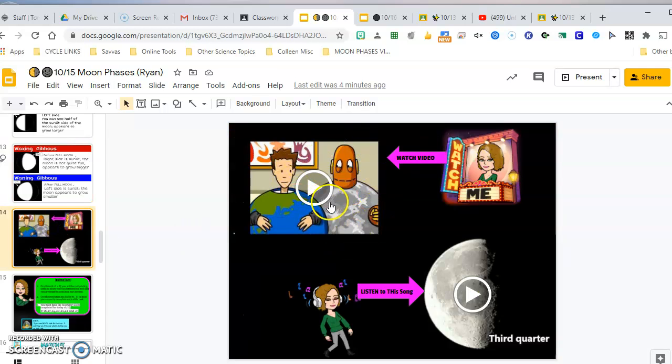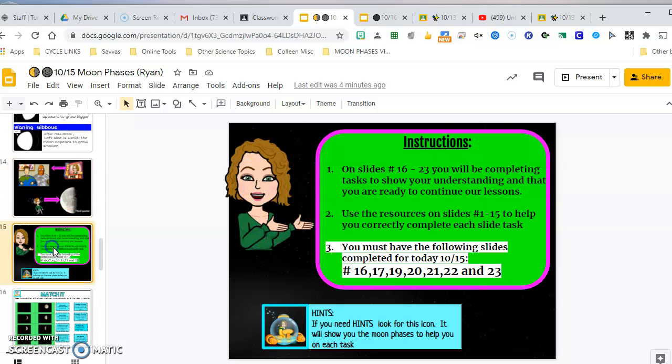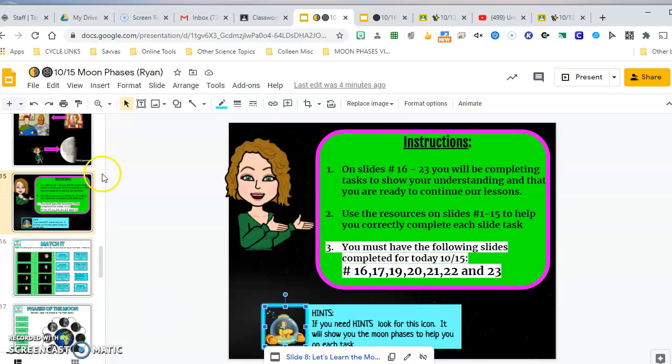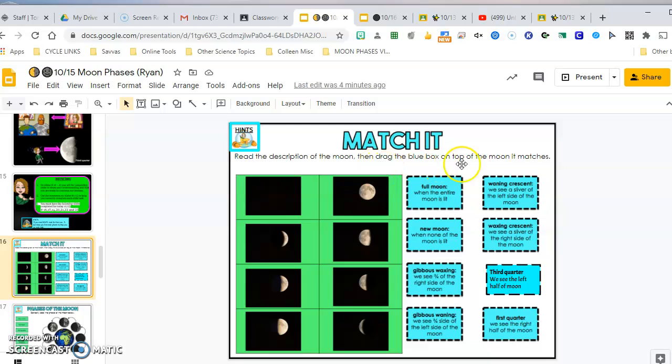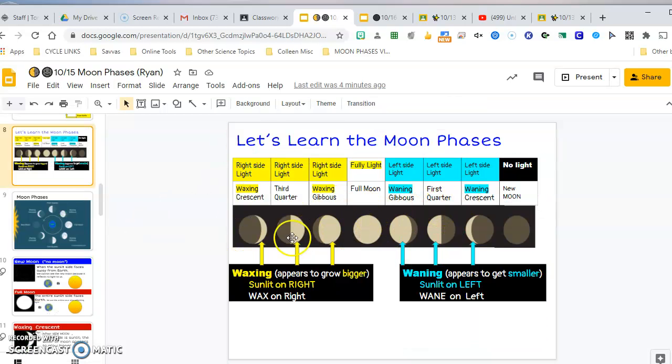You're going to watch this video, Brain Pop, explaining all of the phases, and then listen to this super fun rap song. When you are done, you are going to complete the slides that follow. The slides that are listed here have actual tasks for you to complete. If you need a hint, you're going to click the icon here, and it'll link you to a page that will help you with the moon phases. So for example, it says to click and drag these to match them with the picture. And if you're not sure, you can go back to slide 8 to look at the names.